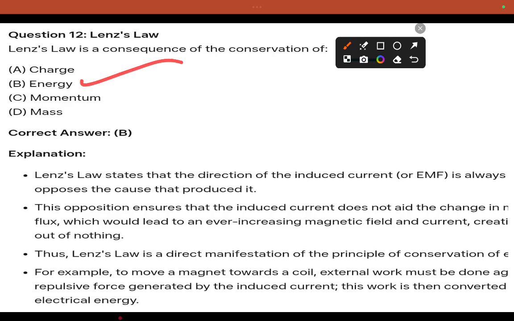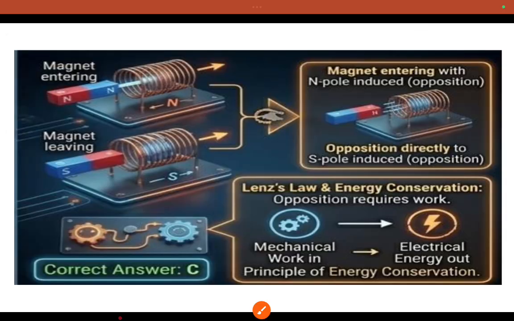For example, to move a magnet toward a coil, work must be done against the repulsive force generated by the induced current. This work is then converted to electrical energy. So you can see the magnet entering and the magnet leaving. Here is the opposing character: when the magnet enters, an N pole is induced, and it is opposed, directed toward the south pole. So here Lenz's law is conservation of energy.